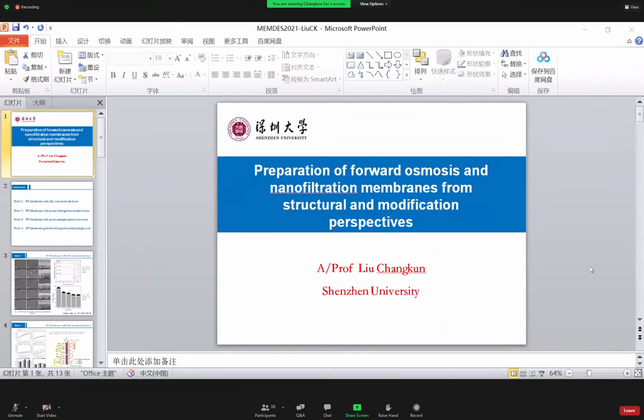And we have functionalized the PVDF membranes with the polydopamine first. And then after that, we structure the skin layer by means of the layer by layer reactions of the sodium alginate, SA.